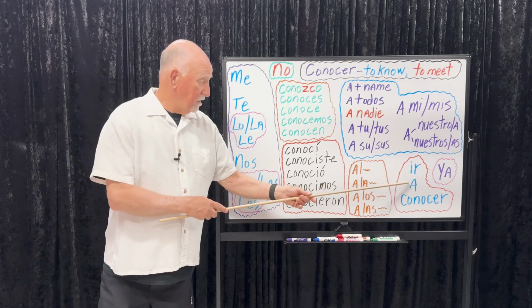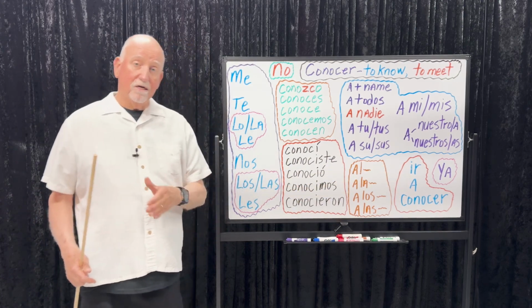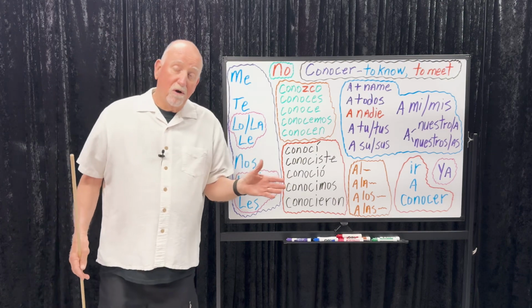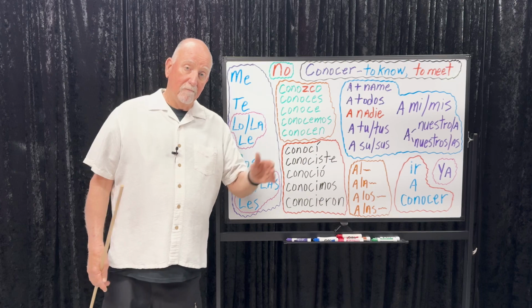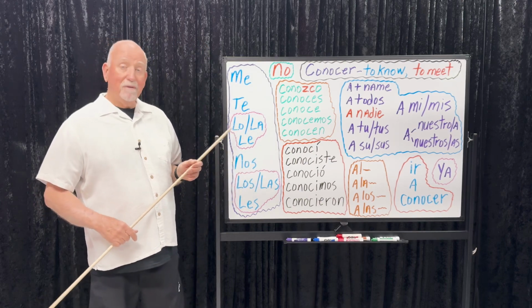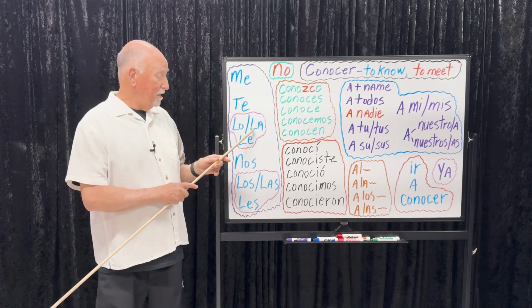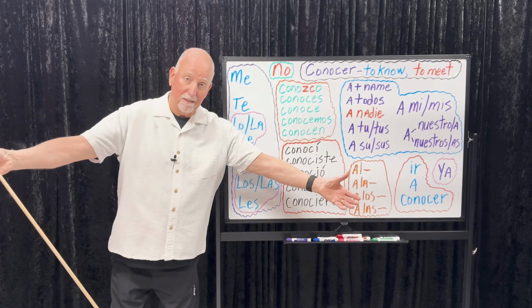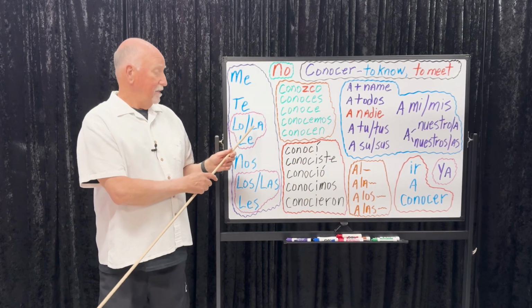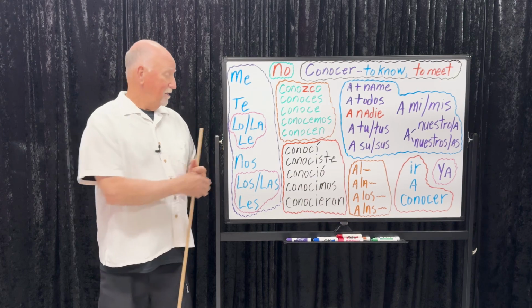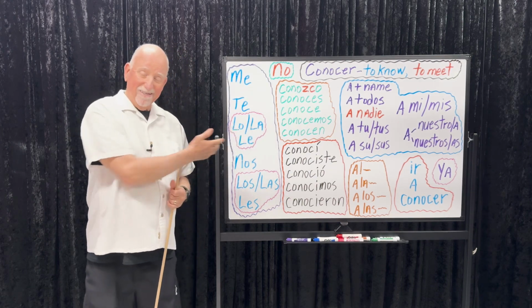Let's just go with ir a plus infinitive. Hacer is to do. I'm going to do it tomorrow. Voy a hacerlo mañana, or lo voy a hacer mañana. Lo can mean it, and la can mean it when you're talking about an object. But when you're talking about a person, lo means him, and la means her. Get it? Lola. Lola.